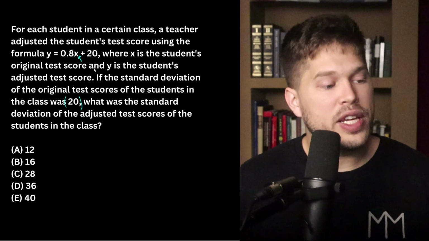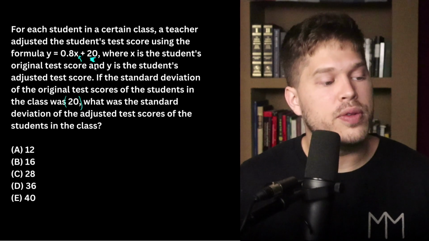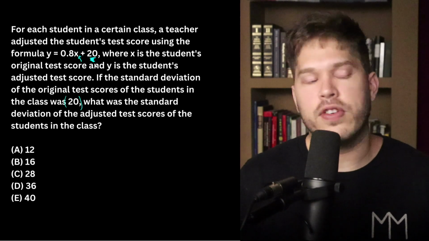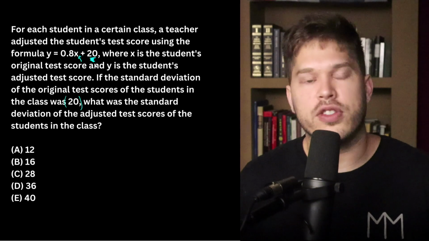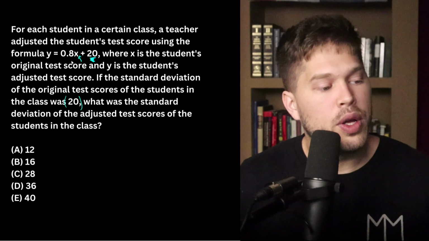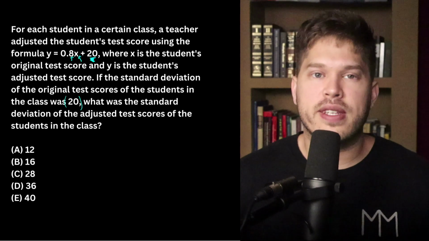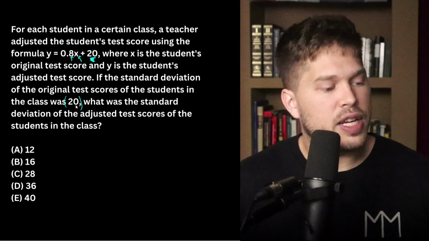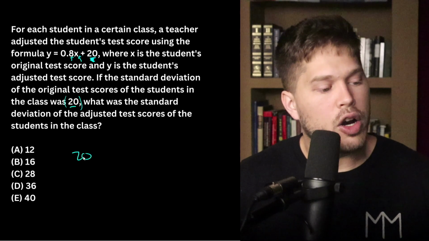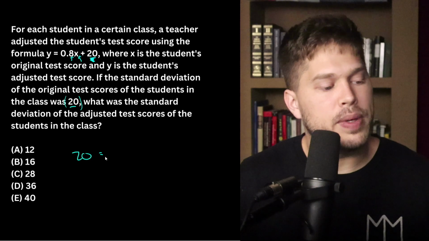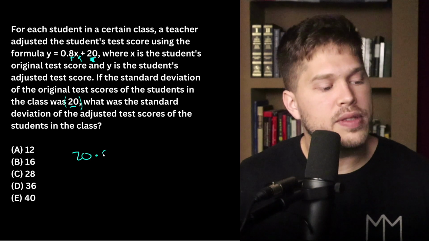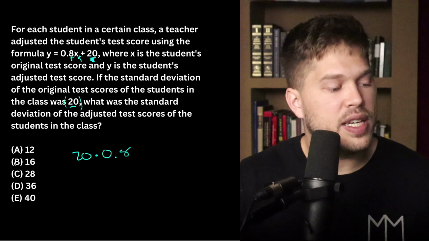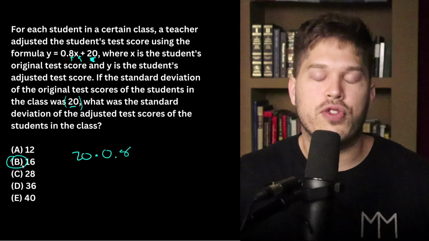Well, we already know that adding a value uniformly across our data set does not influence our standard deviation. So we can more or less ignore this plus 20. However, we should know that multiplying by some scale factor does influence our standard deviation. And so if our original standard deviation is 20, our new standard deviation is going to be 20 times 0.8 times our scale factor. And 80% of 20 is 16, so this answer is choice B.